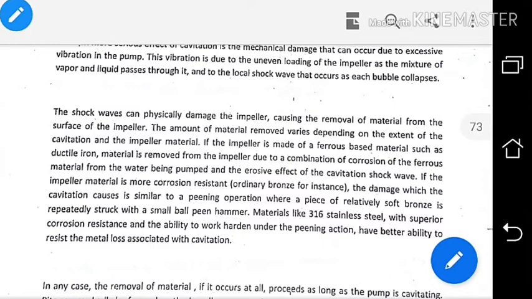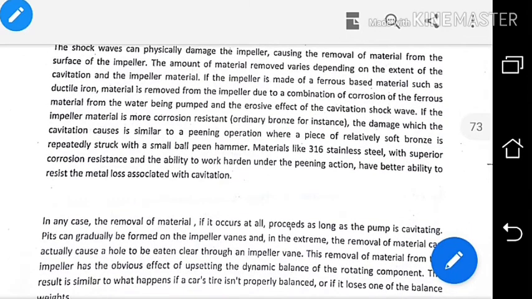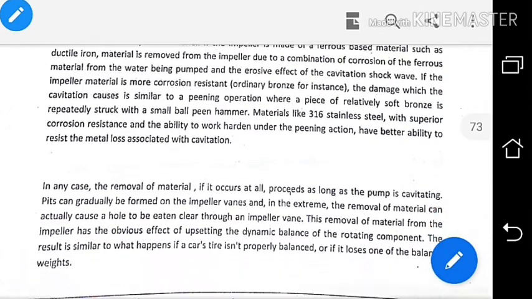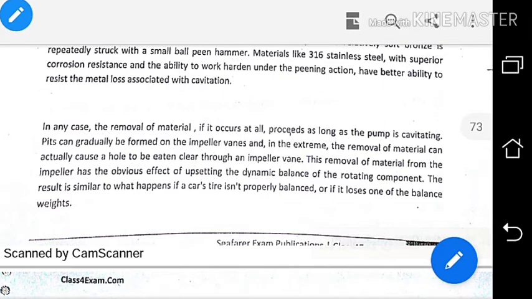Now if the impeller material is corrosion resistant, let's suppose it is made of bronze, then the damage will be very less. And if it is stainless steel with superior corrosion resistance, then it has a better ability to resist the metal losses associated with cavitation. In any case, the removal of material, if it occurs at all, proceeds as long as the pump is cavitating. Pits can gradually be formed on the impeller vanes, and in extreme cases, the removal of material can actually cause a hole to be eaten clear through an impeller vane. So a hole will be created in the impeller vane.